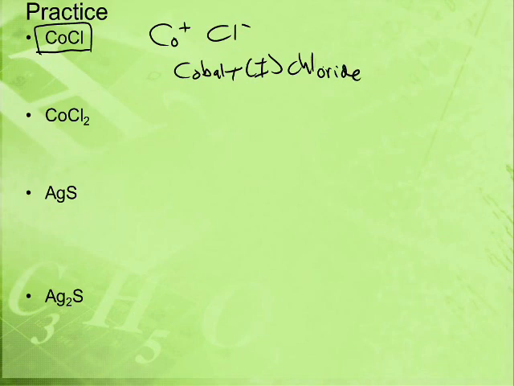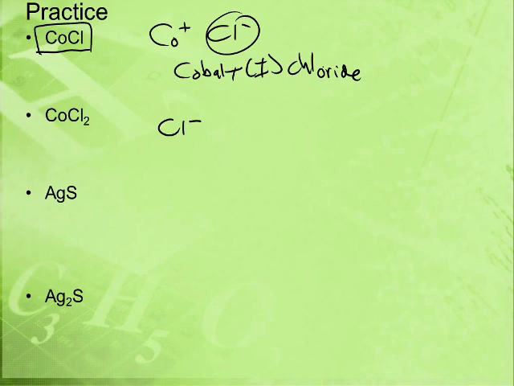Alright, so when naming these, you have to look at the anion first to see what that charge is, and then to see what the charge of the transition metal will be. Look at this, a different one. Chlorine, again, same one, but it's 2.